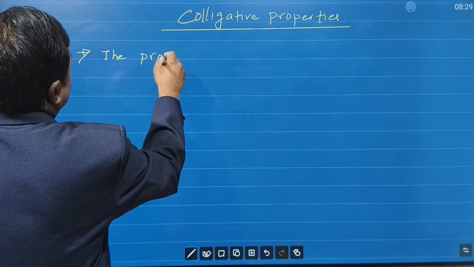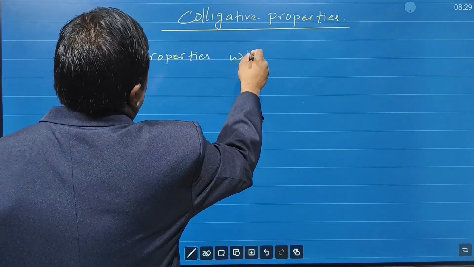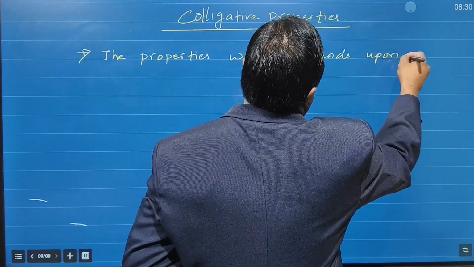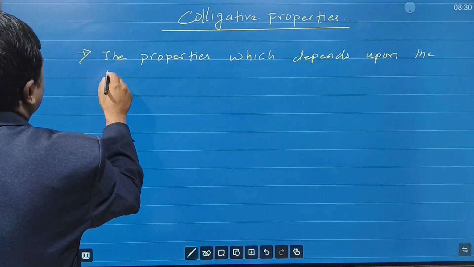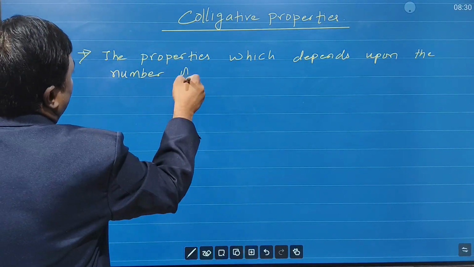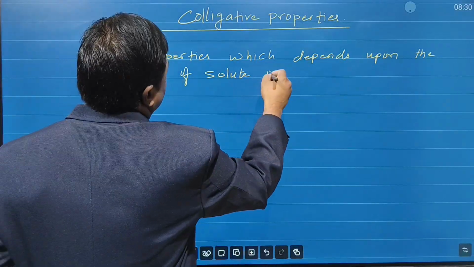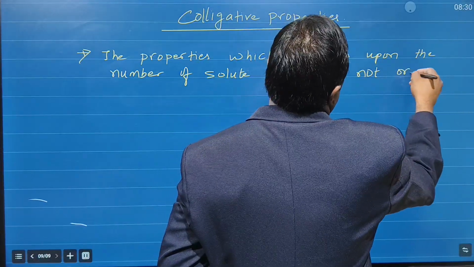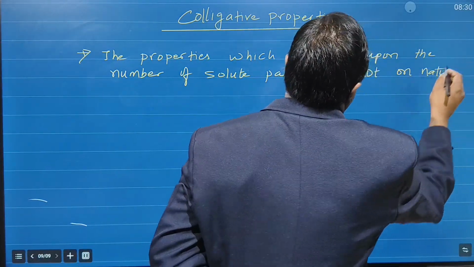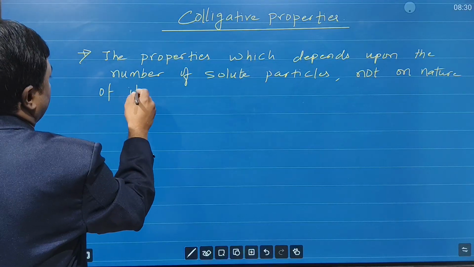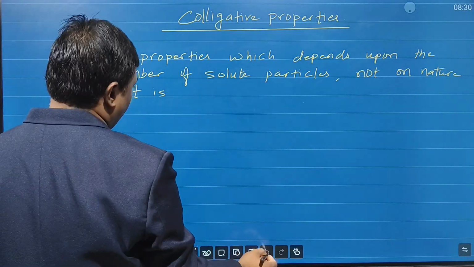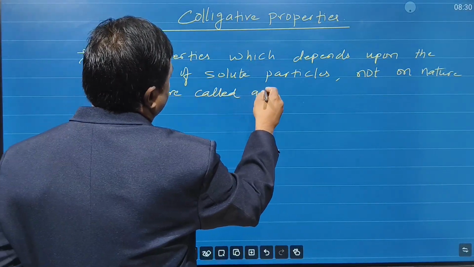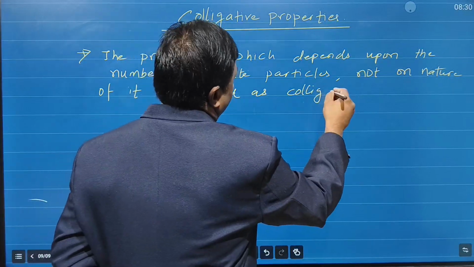The properties which depend upon the number of solute particles, not on the nature of it, are called colligative properties.